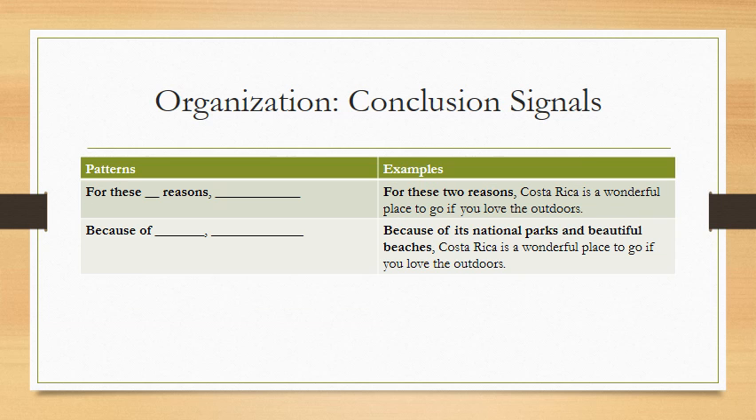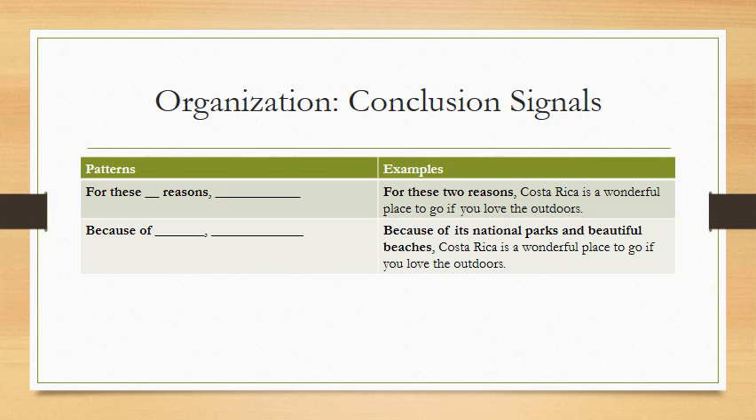All right, and then with our conclusion signals, we said before that we could use the conclusion signals that we've learned before: to sum up, in summary, in conclusion. But there's some other conclusion signals that we can use just specifically for these types of paragraphs because they're related to reasons. So the first one of these is for blank, and here you would put the number. So in this one it says for these two reasons, Costa Rica is a wonderful place if you love the outdoors. Okay, so then this one is a restatement of the topic sentence.